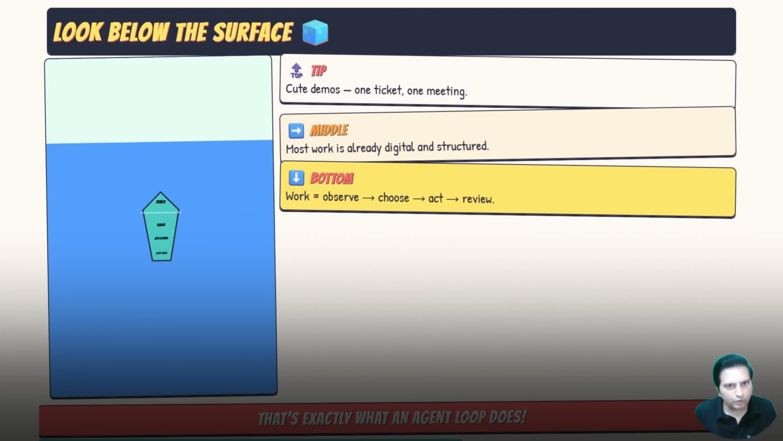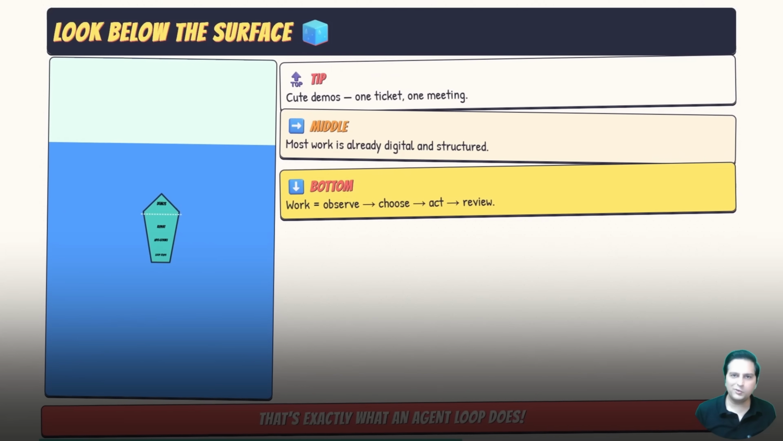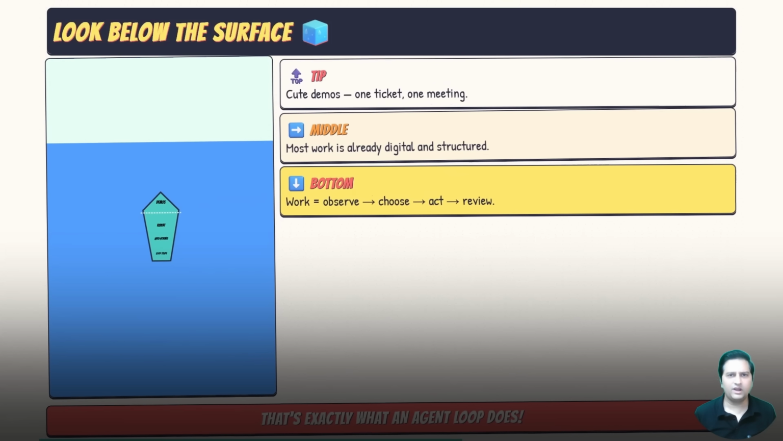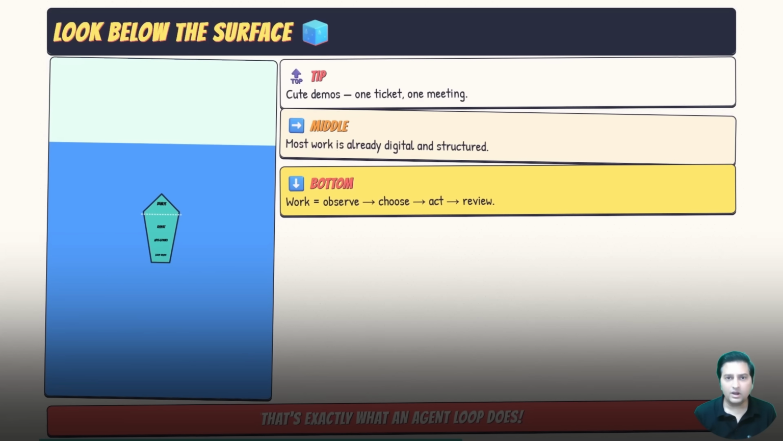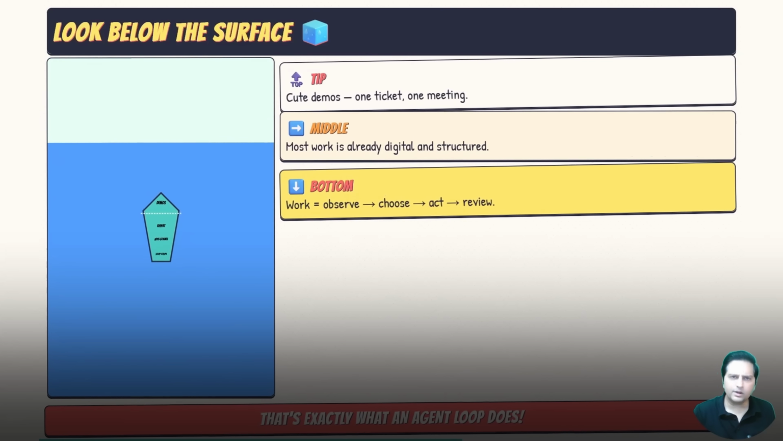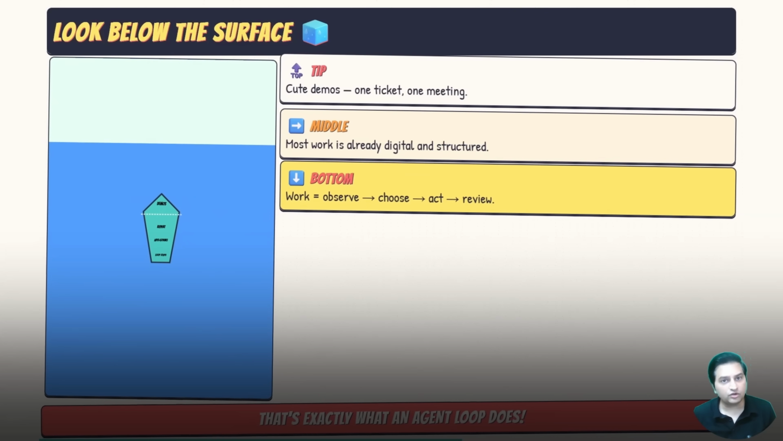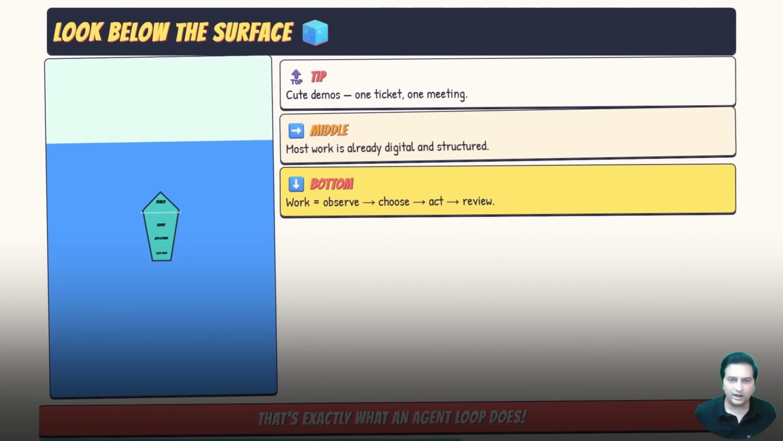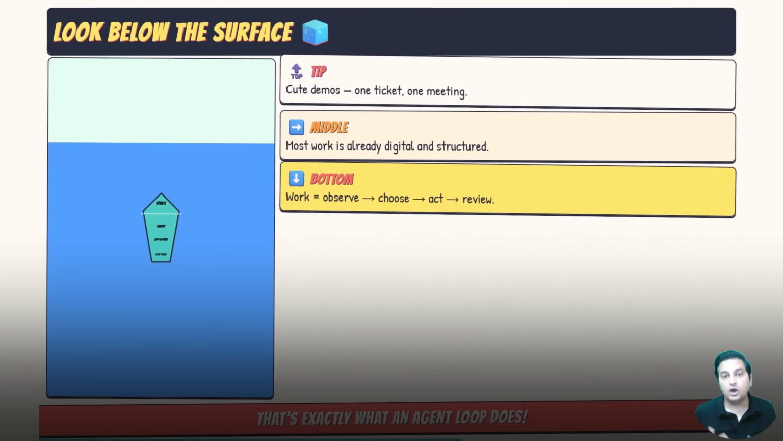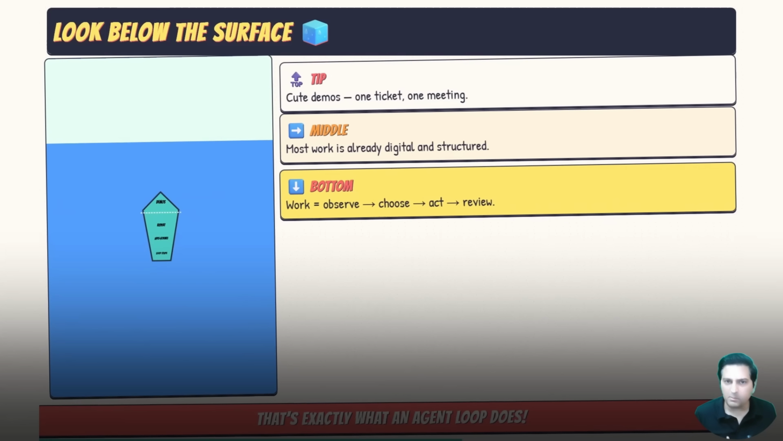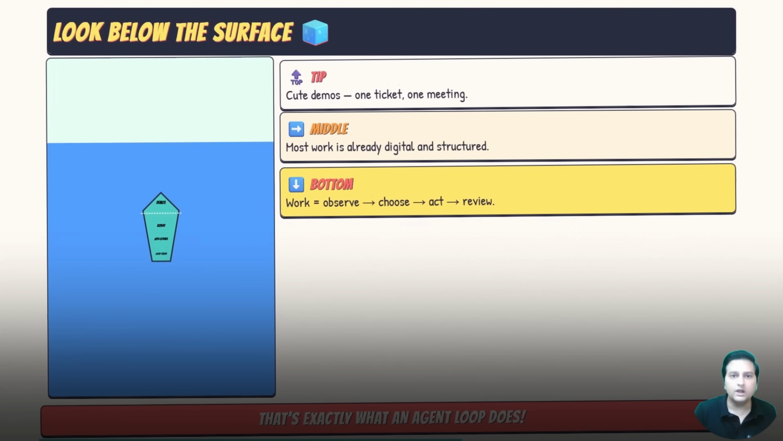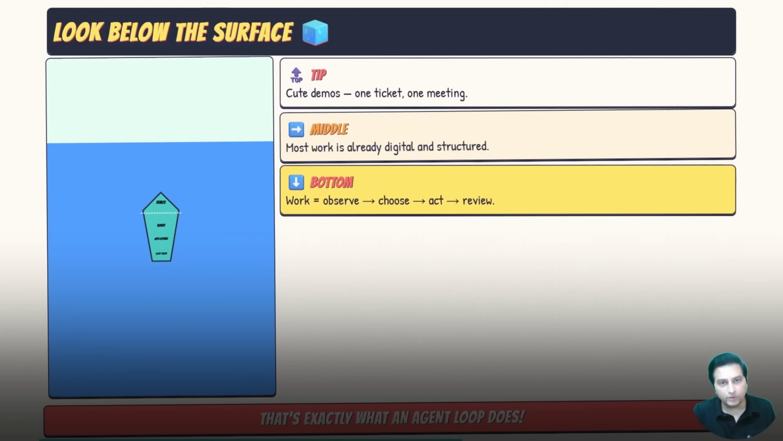Now, look below the surface. On the top, you see cute demos. An AI handled a ticket, booked a meeting, summarized a doc. Dig deeper and you notice something. Most office work is already repetitive, digital and structured. Forms, APIs, dashboards, and at the very bottom sits the real insight. A huge chunk of valuable work breaks cleanly into 4 steps. Observe, choose, act, review. That's exactly what an agent loop does.